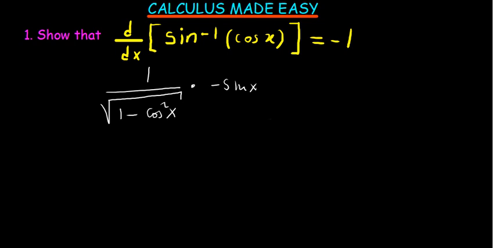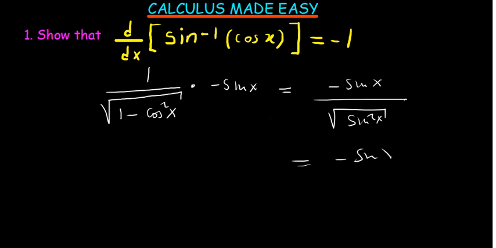And this is going to give us 1. Okay, I'll multiply now 1 times negative sin. That is going to be simply a negative sin of x divided by the square root of 1 minus cos squared x. We know that 1 minus cos squared is what? Is a sin squared. And the square root of a sin squared is simply a sin. A negative sin divided by positive sin, that is a negative 1. Hence shown.